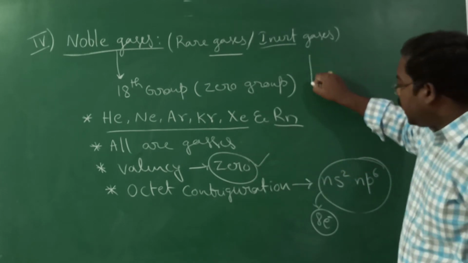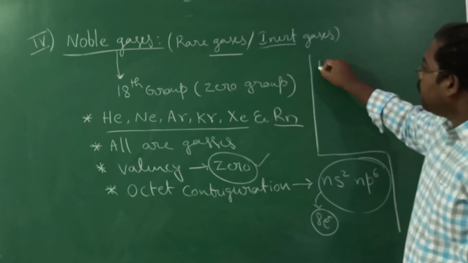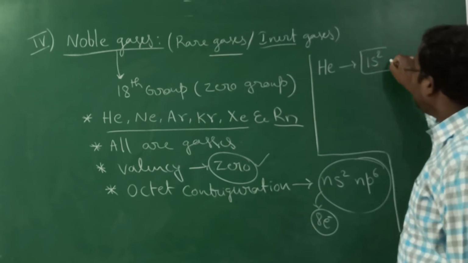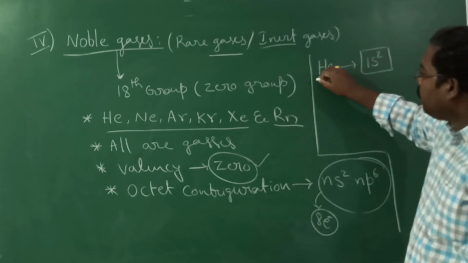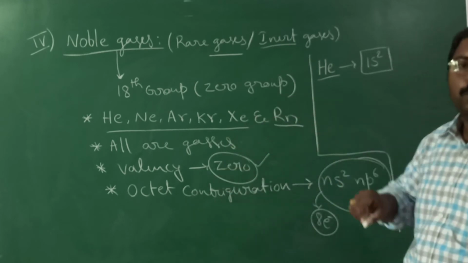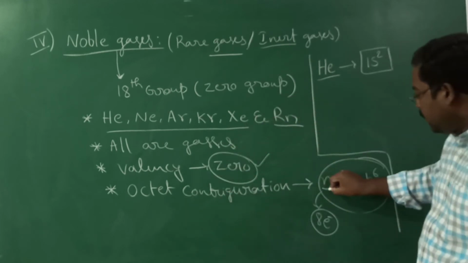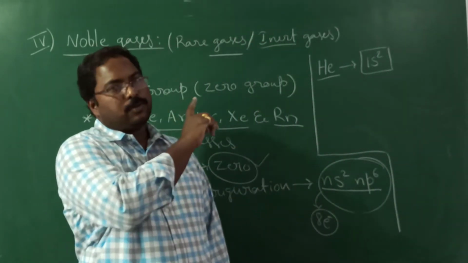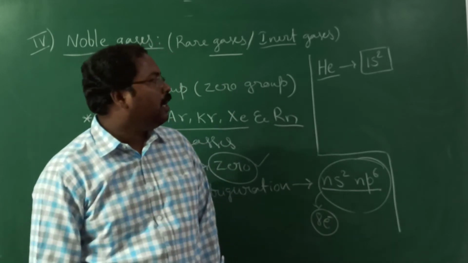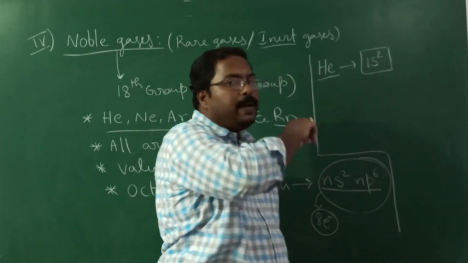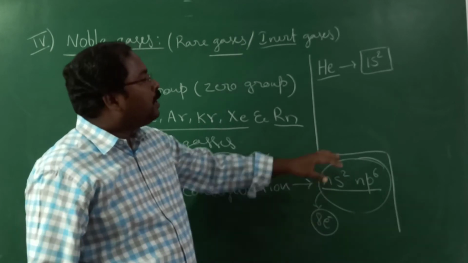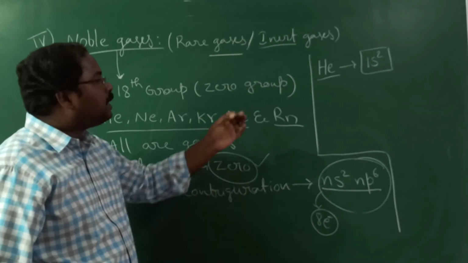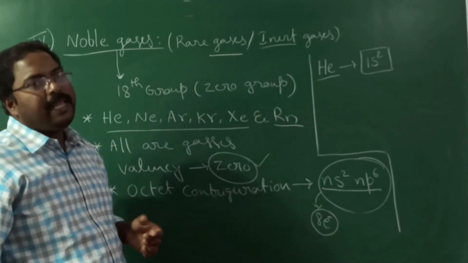Regarding electronic configuration, as we already discussed, helium has a doublet configuration. Its electronic configuration is different from the remaining noble gases. All the remaining noble gases have ns2 np6, but helium has 1s2 configuration. But the first orbit is completely filled, and the properties of helium are the same as the remaining noble gases. So that's why helium is placed in the 18th group.